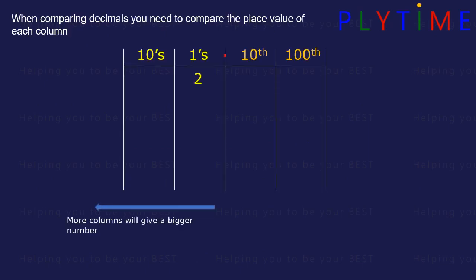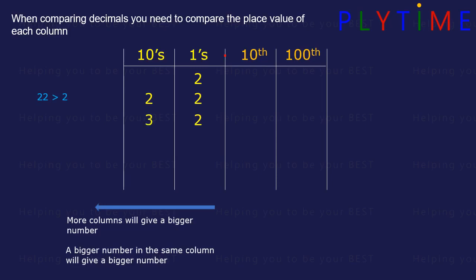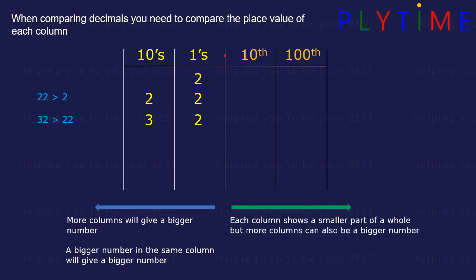2. More columns give a bigger number. So 22, there's a 2 in the tens column. 22 is greater than 2. A bigger number in the same column will also give a bigger number. 32 has 3 in the tens column. 32 is greater than 22. Each column shows a smaller part of a whole number, but more columns can also be a bigger number.